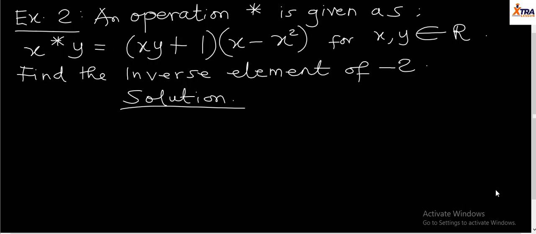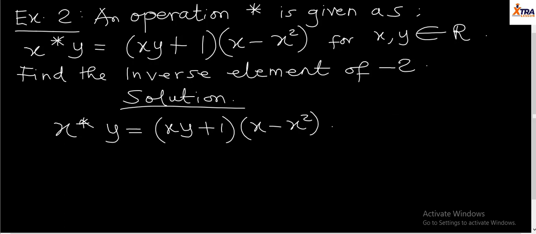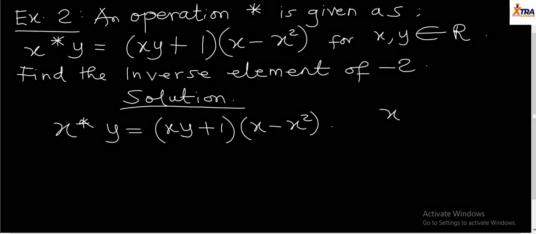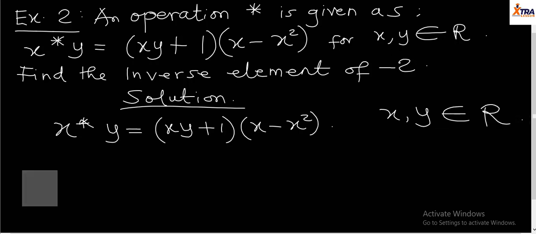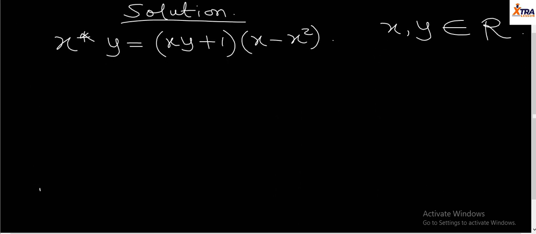Now in this example we have an operation giving us x operation y, which is equal to (xy + 1) times (x minus x squared), for x and y as elements of the set R of real numbers. And then we are asked to determine the inverse element of minus 2. We have to find the inverse element of minus 2.